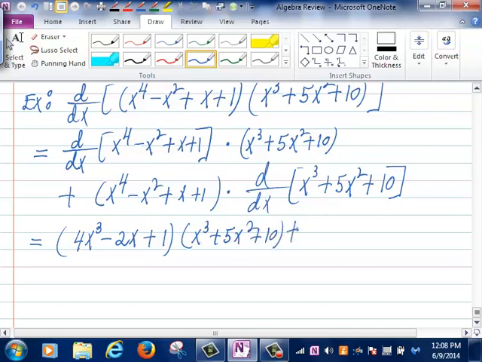And then from the second, I have x to the 4 minus x squared plus x plus 1. And then I multiply by the derivative of x cubed plus 5x squared plus 10. What's the derivative of x cubed? What's the derivative of 5x squared? 10x, right? It will be 5 times 2x, which would be 10x. And the derivative of 10 is 0, right? So that's all I get. Is everybody okay with this? You can leave your answer right there, okay?